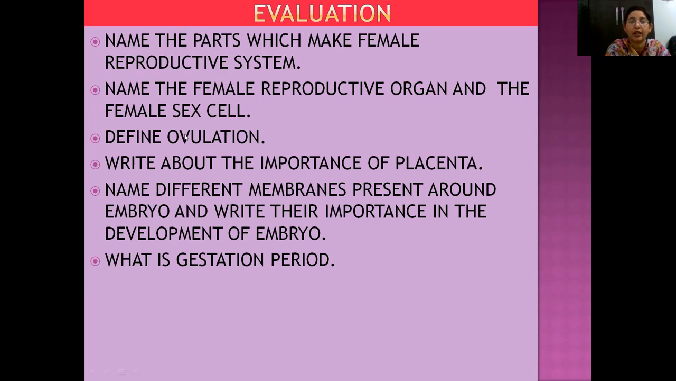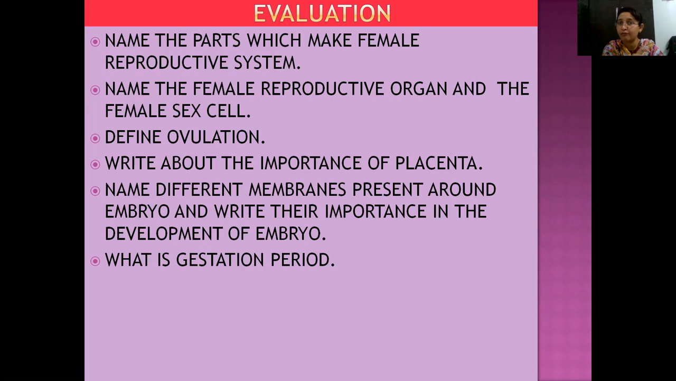Third question, define ovulation. Ovulation means the process of releasing of ovum from the follicle is called ovulation. Next, write about the importance of placenta. Placenta is the layer which is formed by both the fetal membrane and also the uterine wall, that is the mother and the fetus. So it is the most important membrane, which is a connection in between the mother and the fetus. It is formed after 3 weeks of the pregnancy.